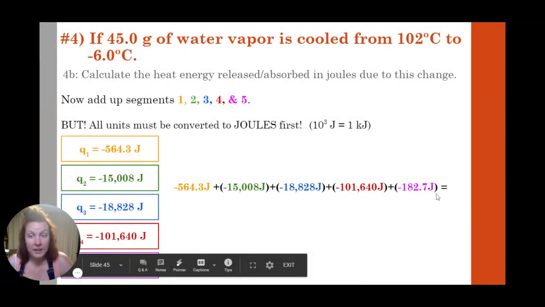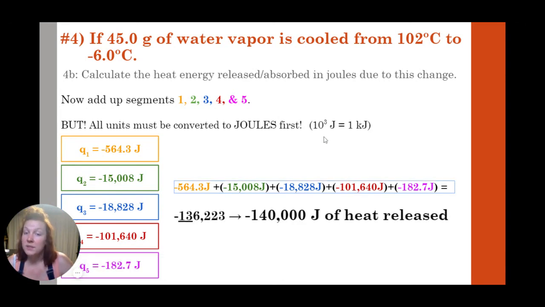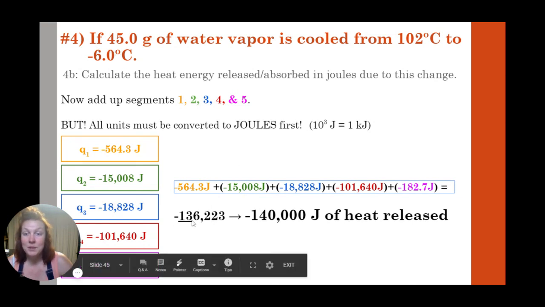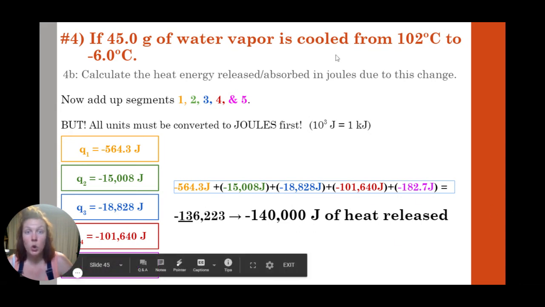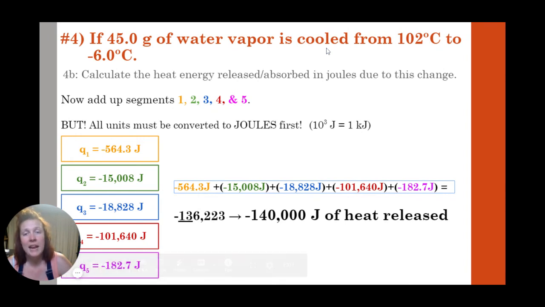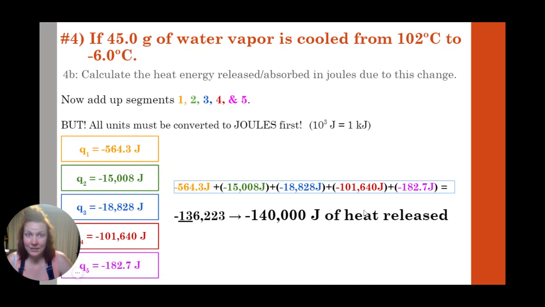So once we've added all of those values together with the negative symbols included, we end up with the final answer of negative 1,036,223 joules. We need to round according to the rules of sig figs. Our lowest number of sig figs is 2 sig figs. So we underline our top 2 placeholders and round up. So our final answer is negative 140,000 joules of heat released. So this we know is correct because we are cooling down, so we are losing energy. So our final answer, that Q value, that delta H value, should be negative.